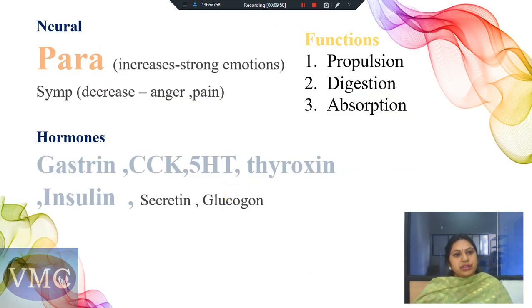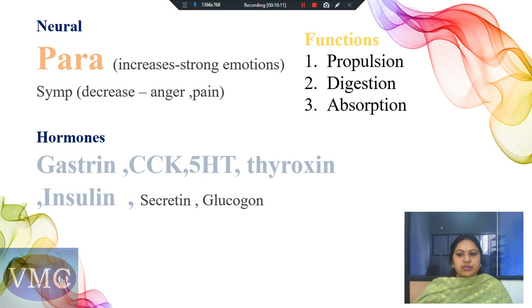As we already knew, this peristalsis is influenced by neuronal and hormonal factors. The neuronal factors include the parasympathetic system and the sympathetic system. Parasympathetic system increases and sympathetic system decreases the motility. Hormones like gastrin, CCK, 5-hydroxytryptamine, thyroxine, insulin, secretin and glucagon also influence it.